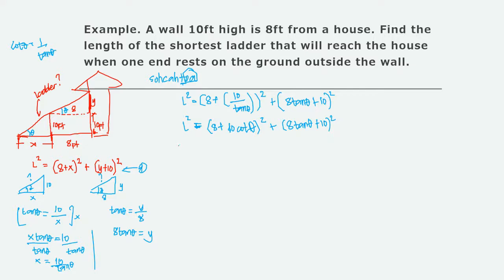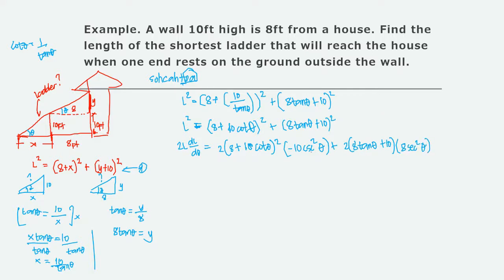So the derivative of L squared is 2L, derivative of L with respect to theta. Derivative of this, power rule, we have 2 times (8 plus 10 cotangent theta) squared times the derivative of our cotangent 10 cotangent theta, which is negative 10 cosecant squared theta, and the other term, which is 2 times (8 tangent theta plus 10). And then find the derivative of 8 tan theta. That gives us 8 secant squared theta.